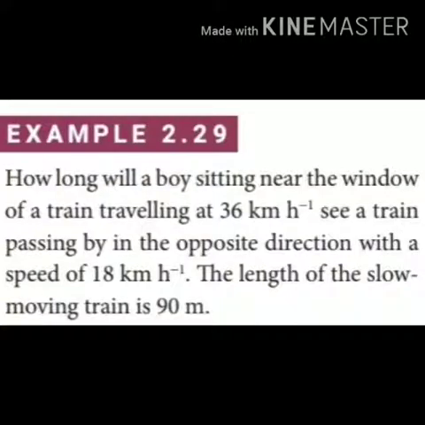How long will a boy sitting near the window of a train traveling at 36 km/h see a train passing by in the opposite direction with a speed of 18 km/h? The length of the slow moving train is 90 meters.